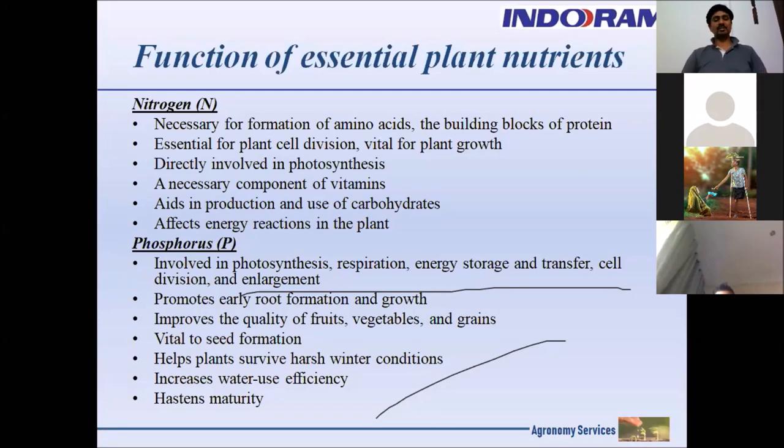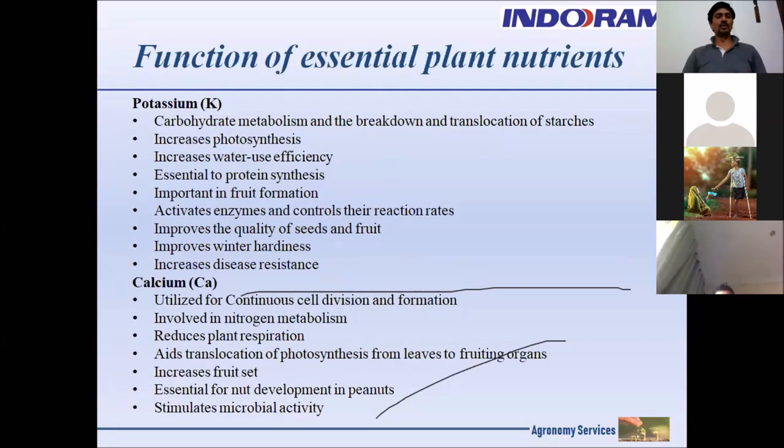It is vital for seed formation, and helps in survival in harsh winter conditions. If the phosphorus level is higher, then there is good resistance in the plant against winter. All these things are available with you, so I'll just go on to potassium. The next essential nutrient is potassium, which is well known for ensuring disease resistance as well as resistance against scarcity of water, or drought resistance.